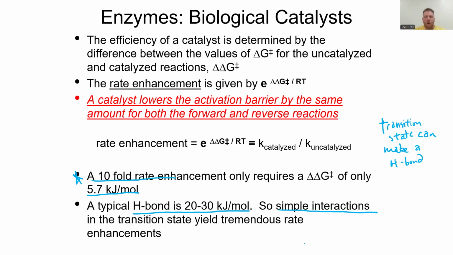Because if you're harnessing 20 to 30 kilojoules per mole, that's effectively going to be a change of almost 6 kilojoules per mole, which is what we see here. So if a hydrogen bond can be established or broken and that energy can be harnessed, then you can see that rate enhancement. You can actually see it even higher than that.